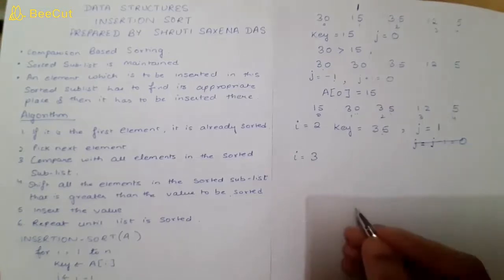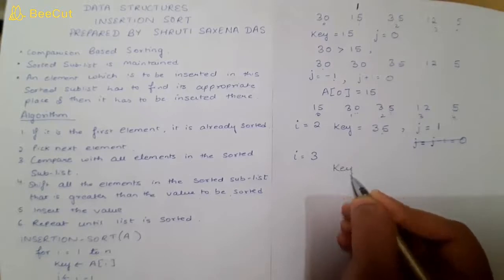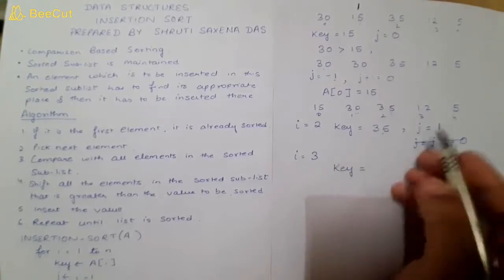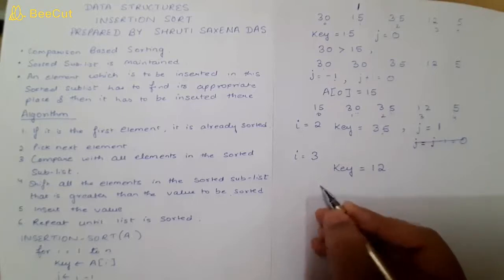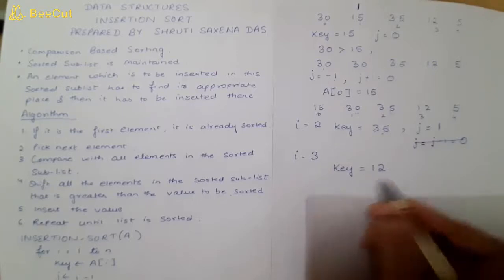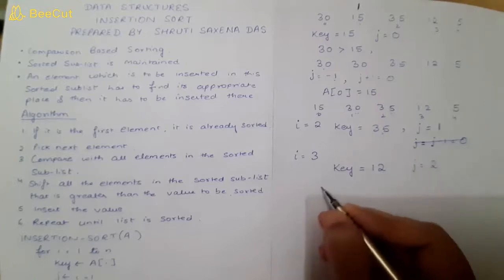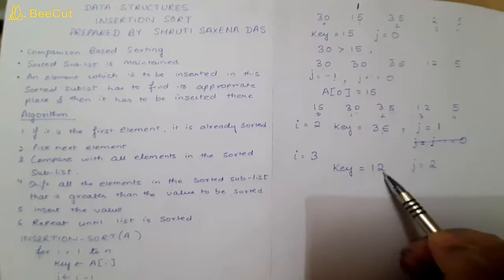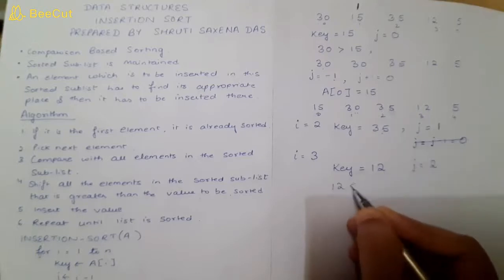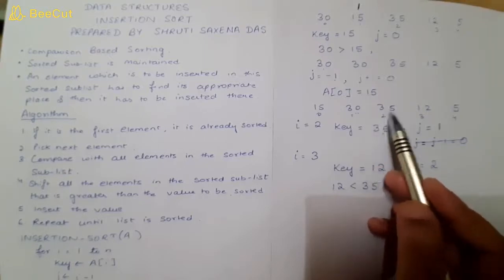Now for i equals 3, we'll again start. What will be the value of key? Key will be a of i. A of 3 is 12. So when you take 12, see what will happen. J value will be i minus 1, that means 2. 3 minus 1 will be 2. So we are going to compare a of j with key. Now key is smaller than a of j. 12 is smaller than 35. In this case, what do we have to do? We need to replace it. We need to swap it.